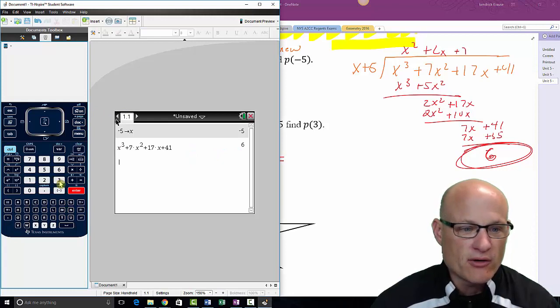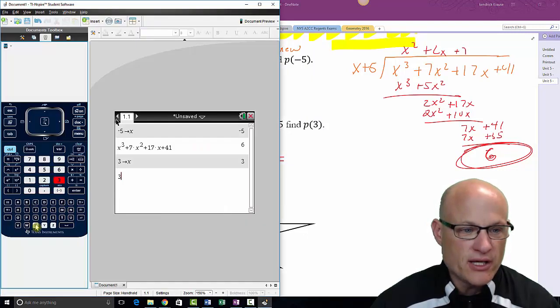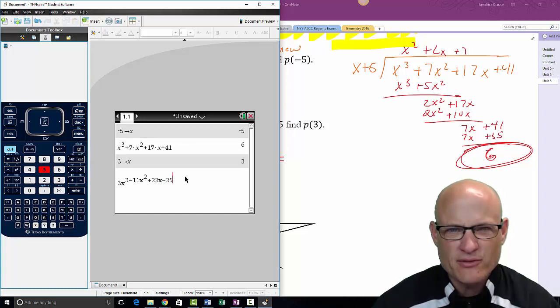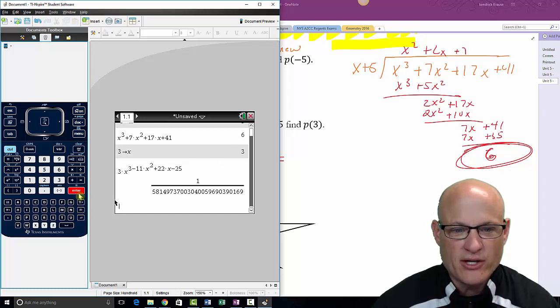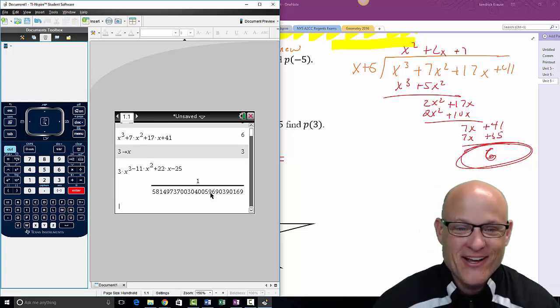So we'll store 3 into our calculator. 3, control, var, x. And we'll type that in. 3x cubed minus 11x squared plus 22x minus 25. And you already see what the problem is. Do you see what the problem is? This is not going to be 23. It's probably going to be some ginormous number. Look at that. Why would it give me that as an answer?